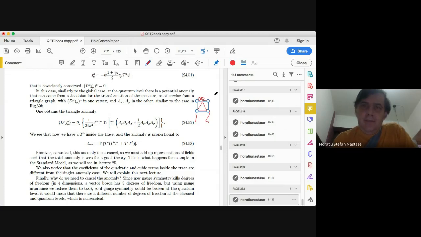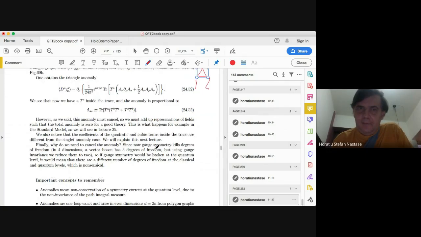But in the loop in here, I had one type of massless fermion. And in principle, I can have several types of massless fermions. In order to have a consistent theory, I have to cancel the contributions from the various fields.